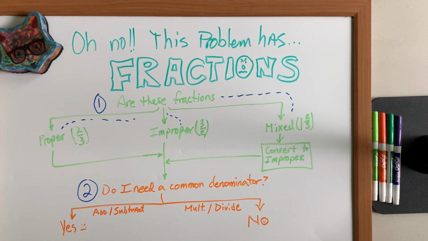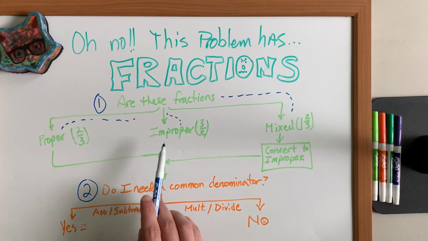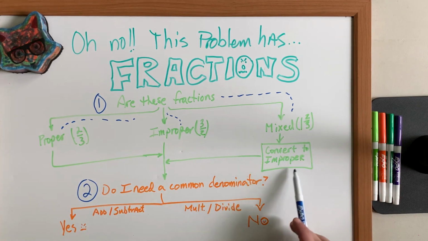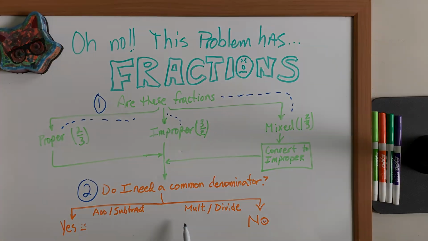Let's review again real quick. If you have a proper fraction or an improper fraction, then there's no action for step 1. If you have a mixed number, let's go ahead and convert it to an improper fraction. Once we've done step 1, we move on to step 2. Do I need a common denominator? If you do need a common denominator, that means you're adding and subtracting. You find that first, and then you can add and subtract. If you're multiplying or dividing, you don't need a common denominator, and you can do those operations.